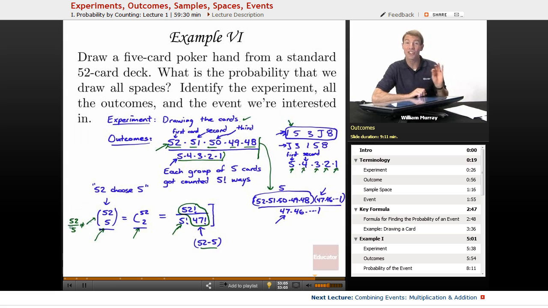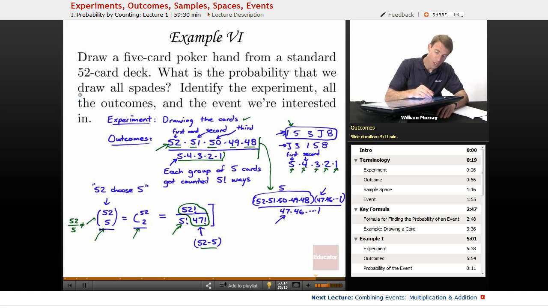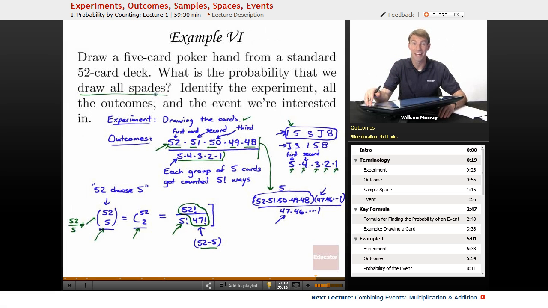All right, so that's just the number of outcomes. We still need to count all the outcomes in the event that we're interested in. The event was that we draw all spades. So let's try and figure that out on the next slide. But in fact, it'll be fairly easy if you remember the strategy that we used here. Remember that 52 choose 5 is all the ways you can draw 5 cards from 52 cards total.